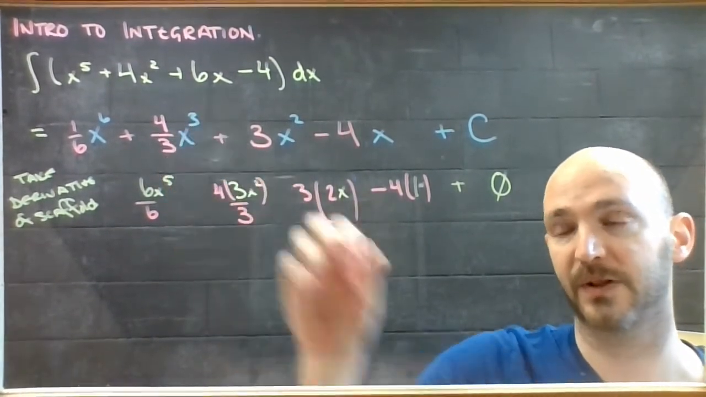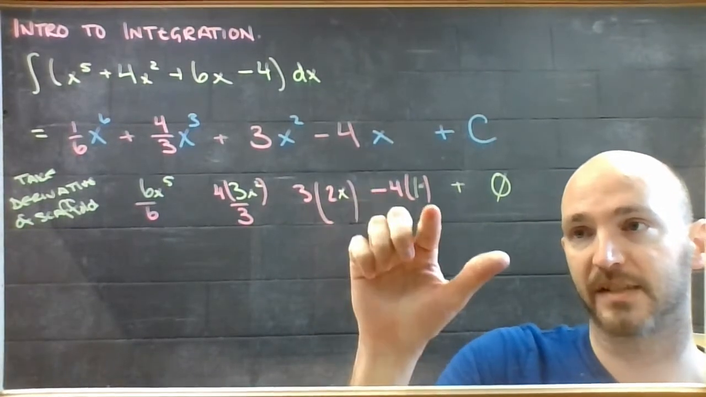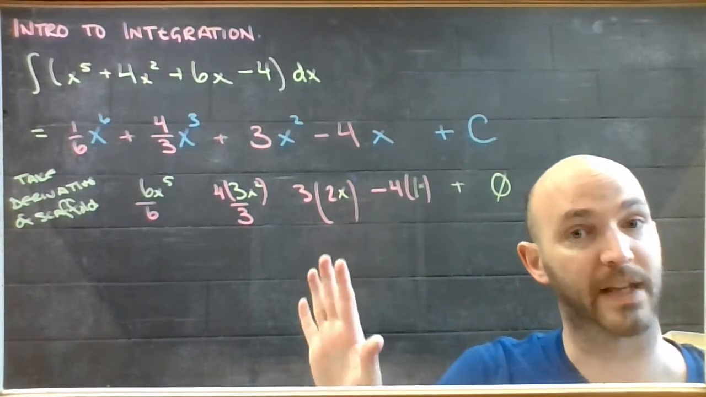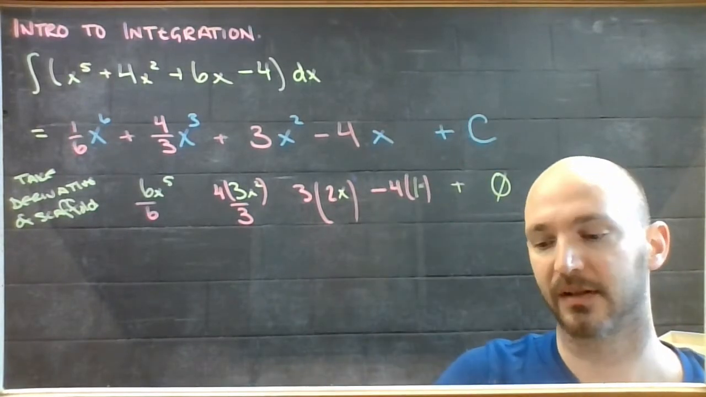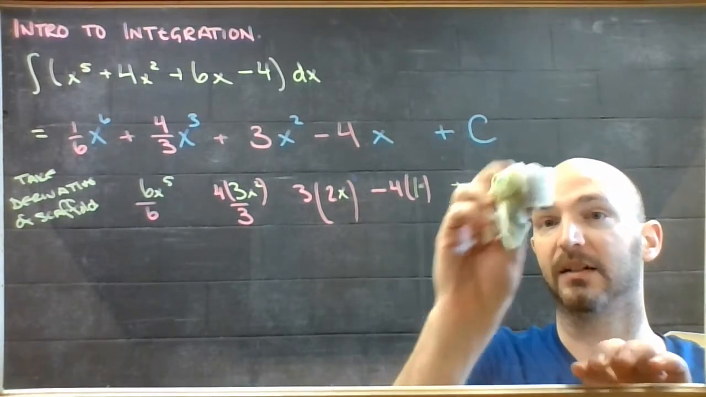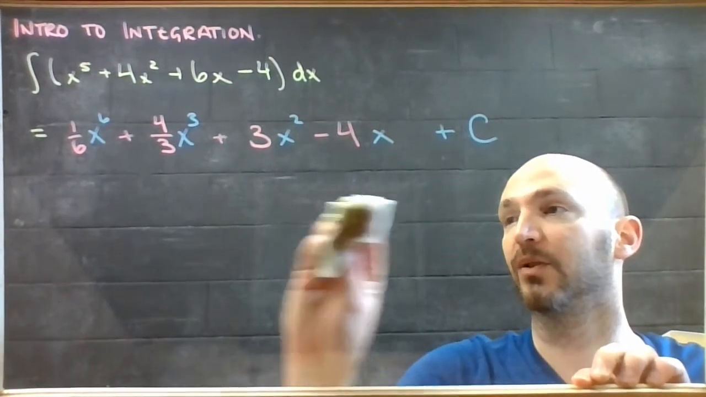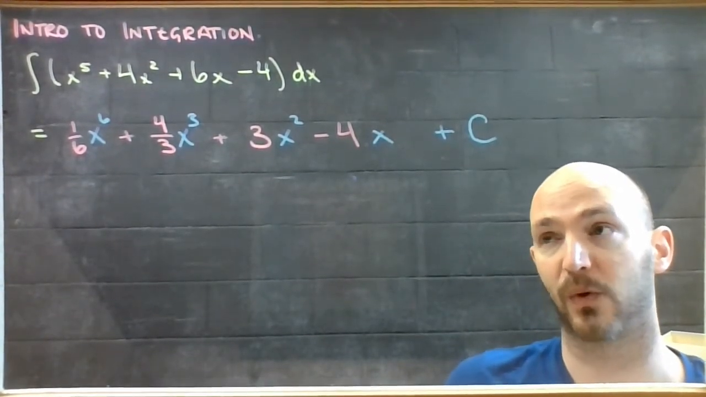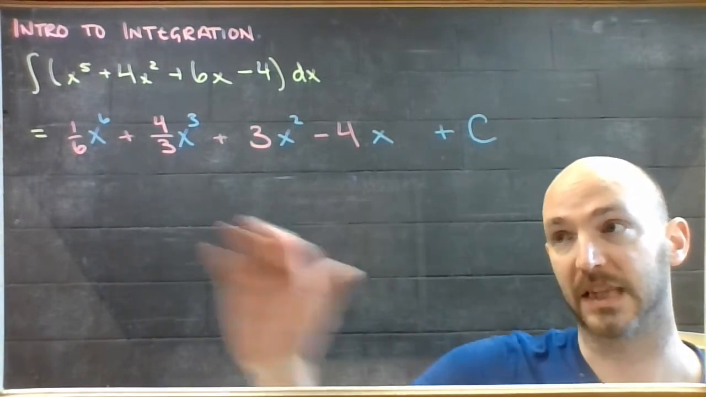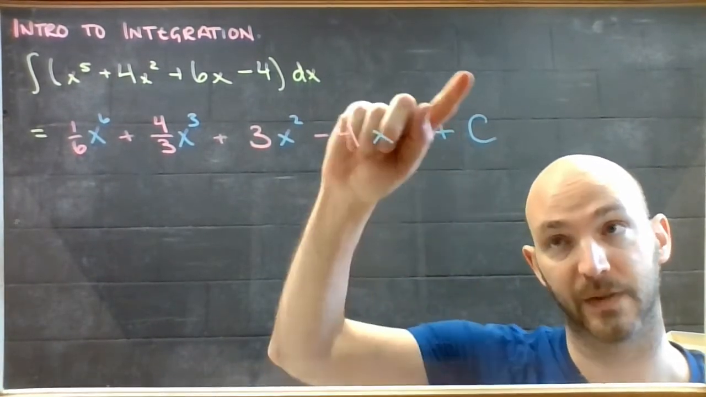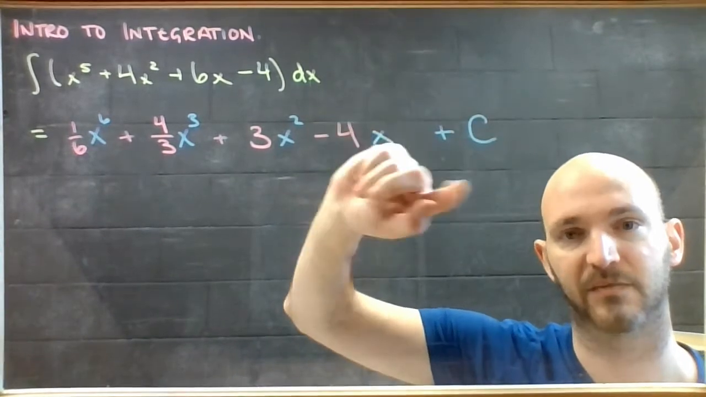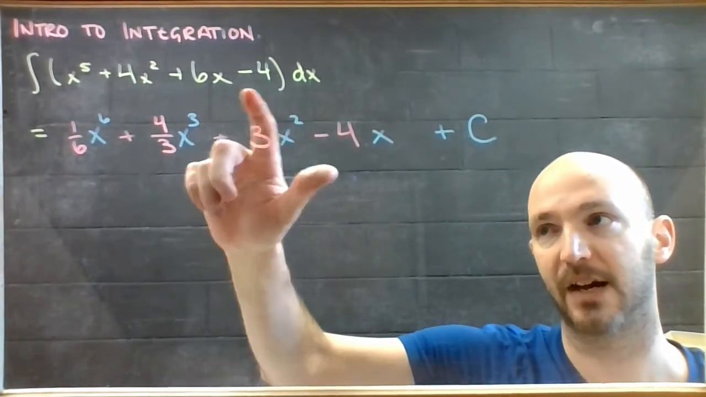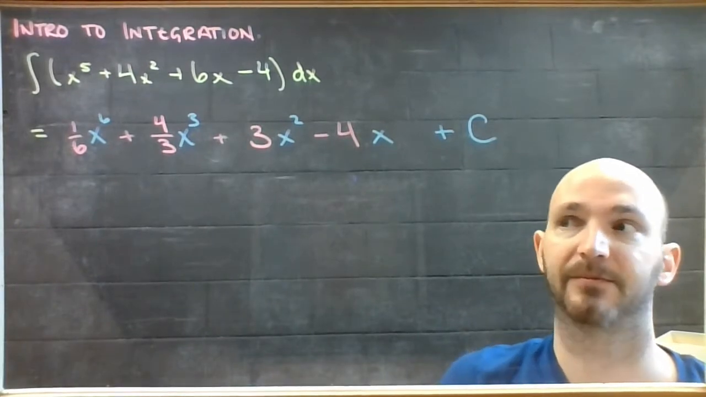That's what I'm after. Derivative of x is 1. Negative 4 times 1 is negative 4. And the derivative of this constant, whatever it is, just vanishes. So what I've got there is that the integral of x to the 5 plus 4x squared plus 6x minus 4 must be this. This is the function, or the family of functions, because this is a list, right? This is the family of functions that have that as its derivative.